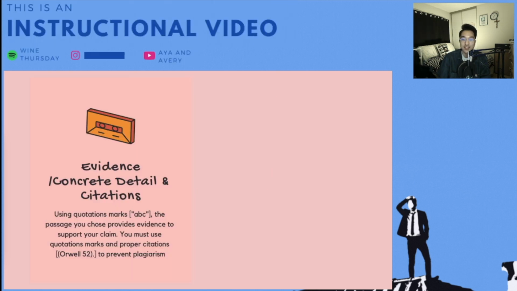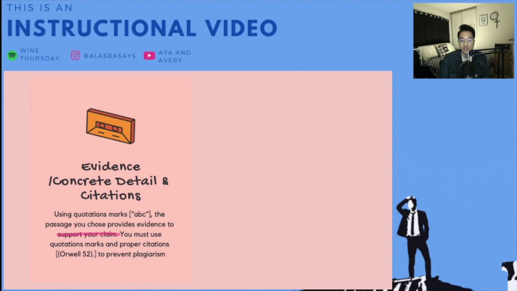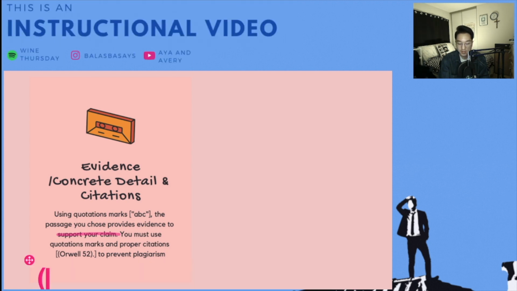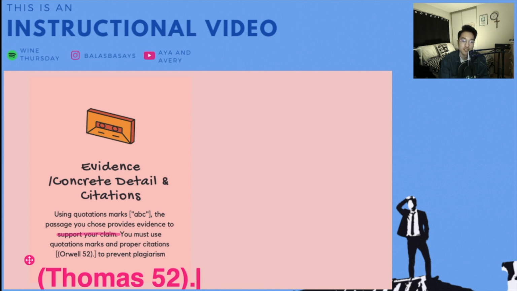So your evidence or concrete detail and citations use quotation marks. The passage you choose provides evidence to support your claim, which is your thesis statement. You must use quotation marks and proper citations to prevent plagiarism. So over here, we have the author's last name and page number. Just like it says there, Orwell 52, you would write Thomas 52, and punctuation goes after the citation.